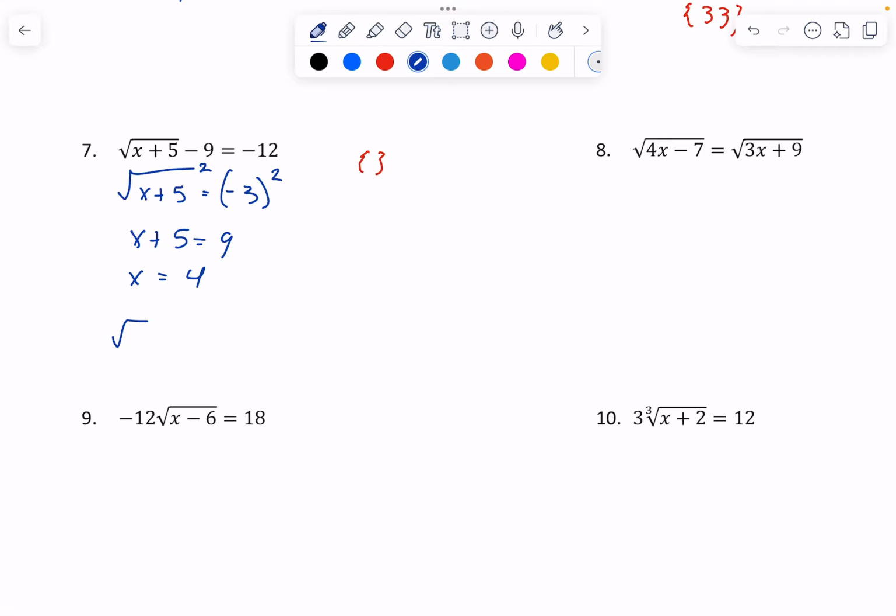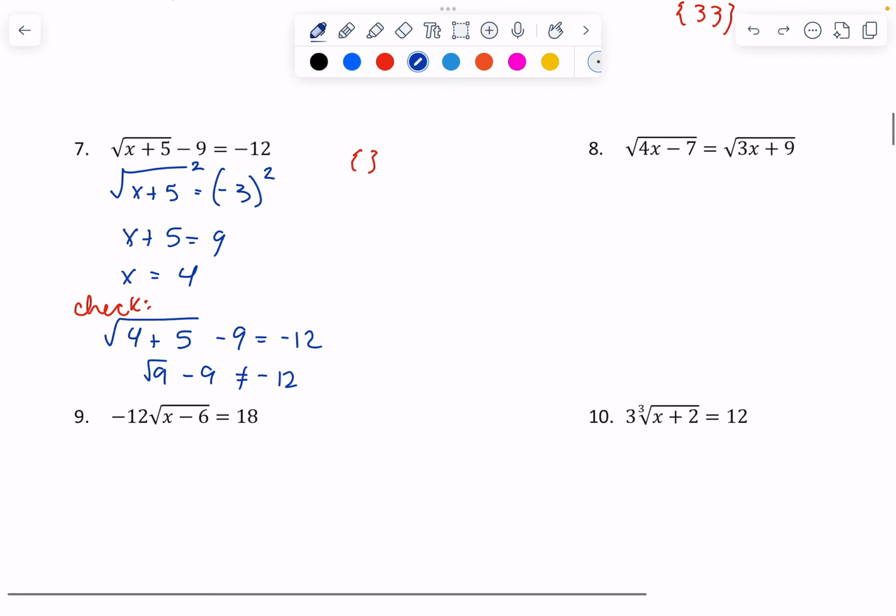You're going to get a false equation. So the square root of 9 minus 9 does not equal -12. So that's how you know that can't be the solution. Okay, moving on. Square both sides.